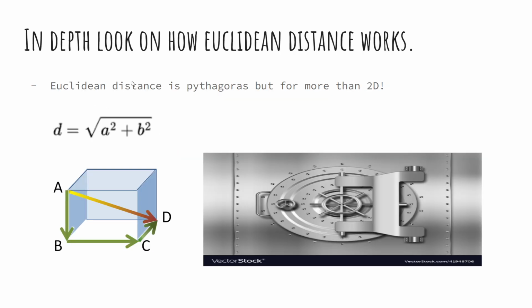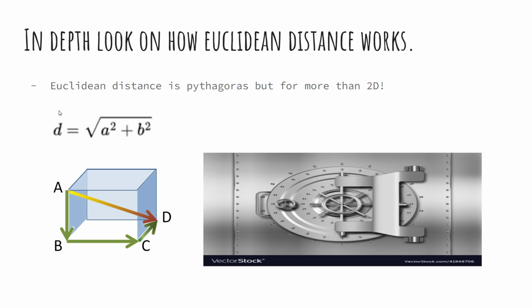Okay, so Euclidean distance is basically just Pythagoras, but for more than 2D. So we know in Pythagoras the distance is going to be the square root of a squared plus b squared. So this is just a squared plus b squared equals c squared, rewritten, and instead of c, I've put d.